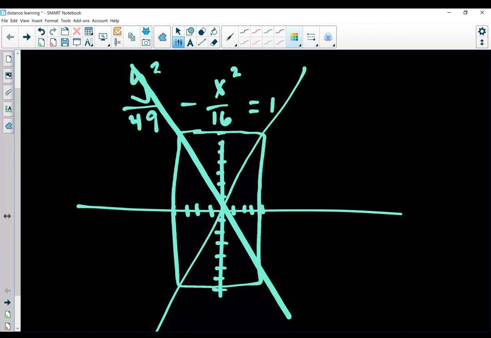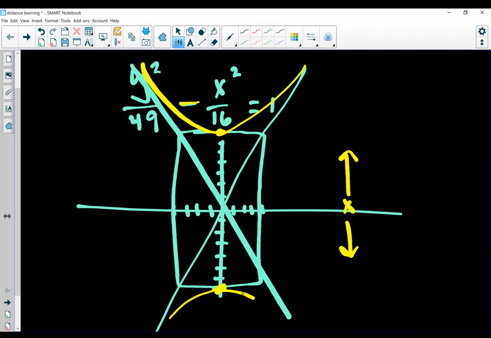And now it's just recognizing that since there's a negative on the x, we're moving away from the x-axis. That means we're starting here and drawing the shape vertically. It's going to get a little squeezed in here.